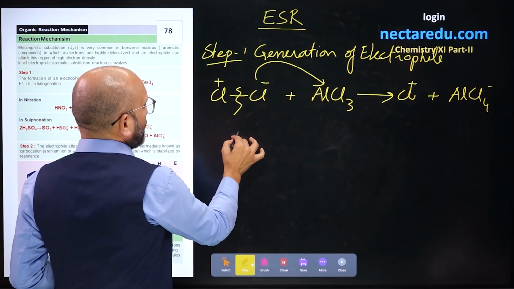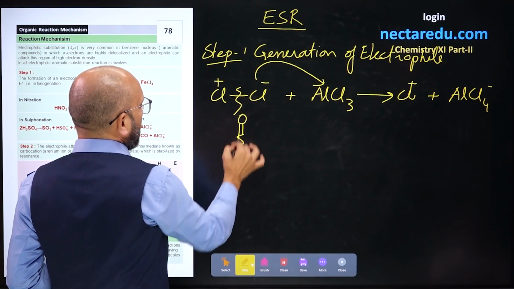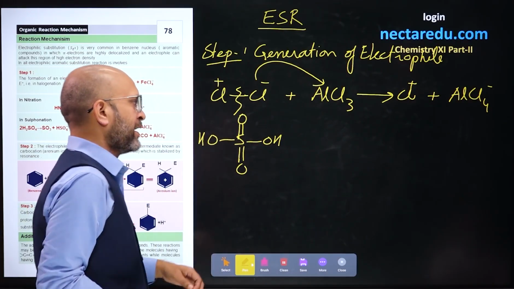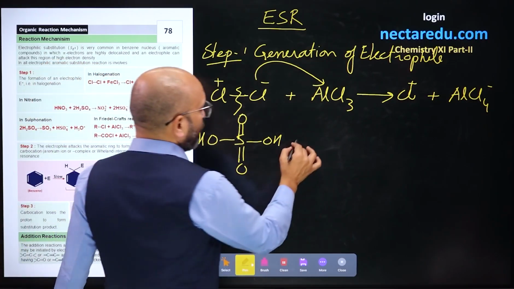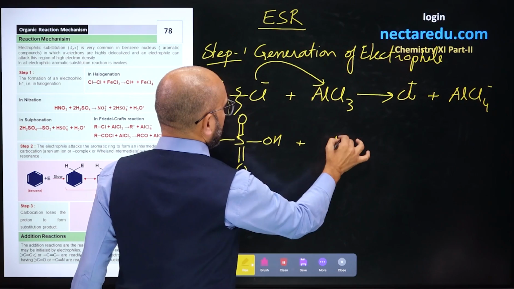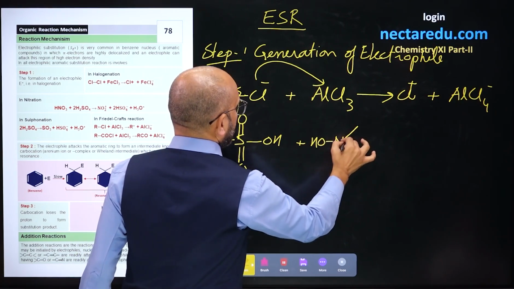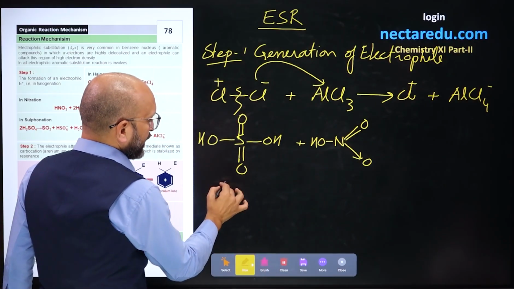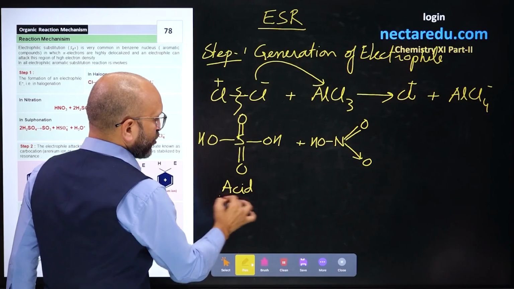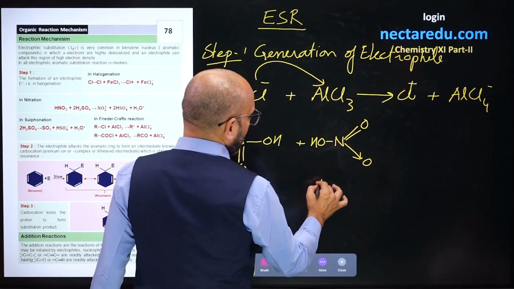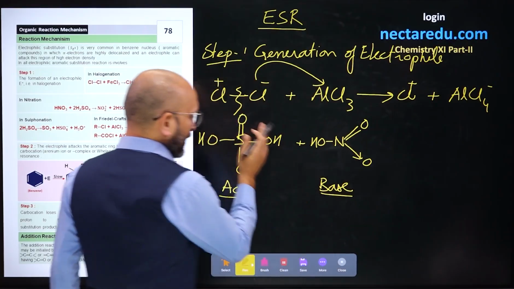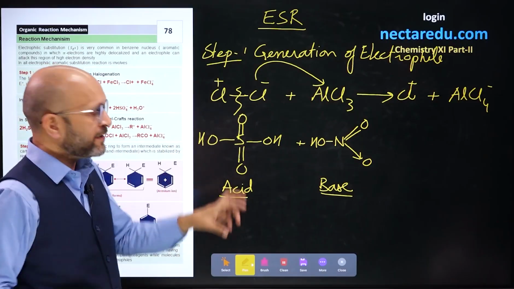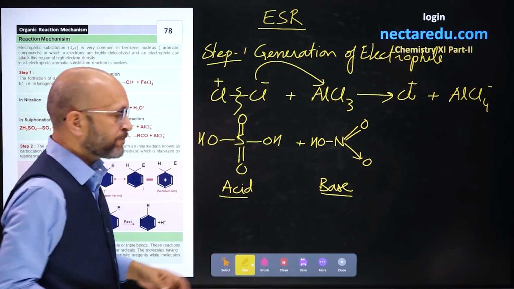Similarly, in nitration, you have a mixture of sulfuric acid and nitric acid, and the electrophile is NO2 plus, which is a nitronium ion. And how it is formed, I am explaining that. This is nitric acid. In this mixture, sulfuric acid acts like an acid because it is a stronger acid, and nitric acid acts like a base because it is comparatively a weaker acid as compared to sulfuric. Both are strong, but sulfuric acid is a stronger acid than nitric.